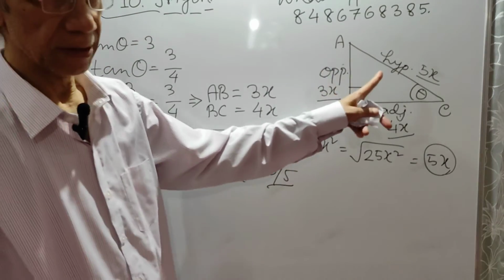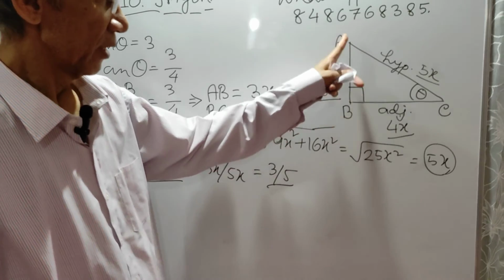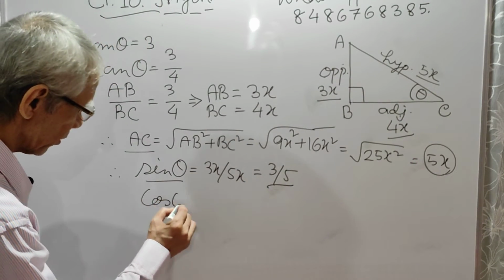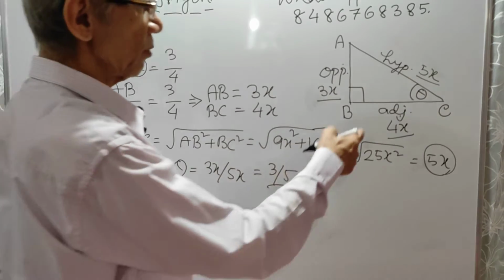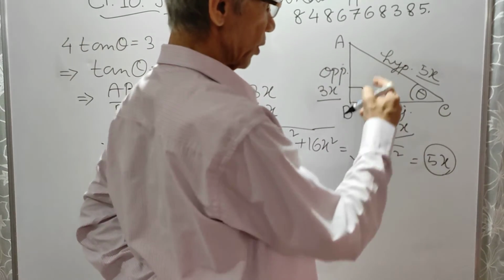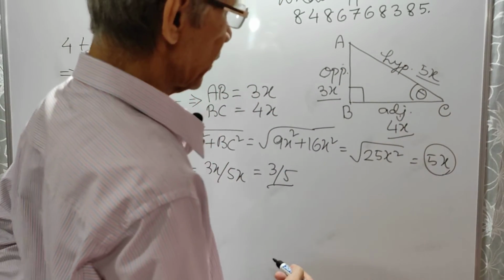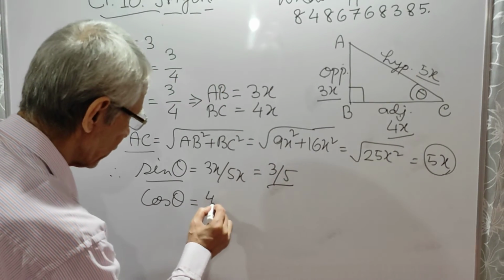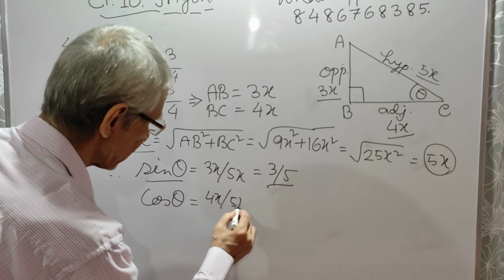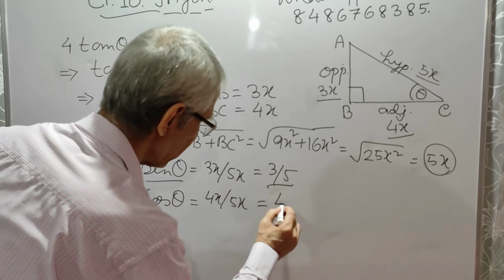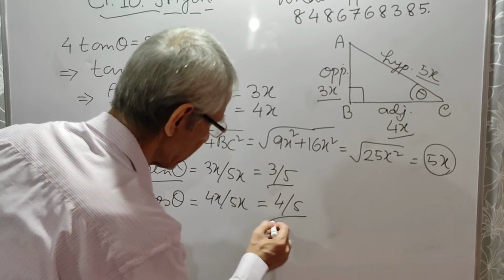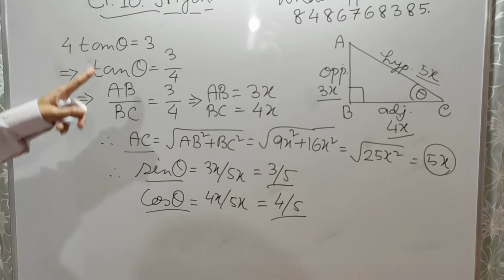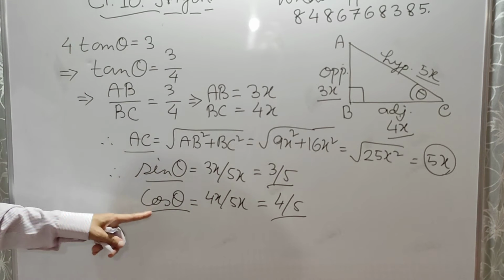Okay, using the triangle. We have not used the formula, using the triangle. Then cos theta. Cos theta is adjacent by hypotenuse or base by hypotenuse. So 4x by 5x. What is 4x by 5x? 4 by 5, because x cancels. So tan was given, we have found sine and cos.